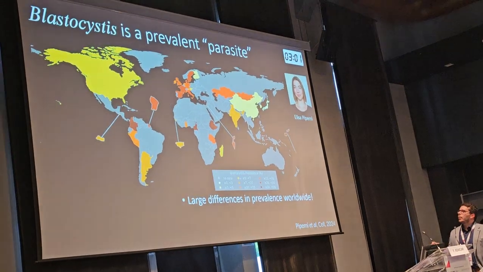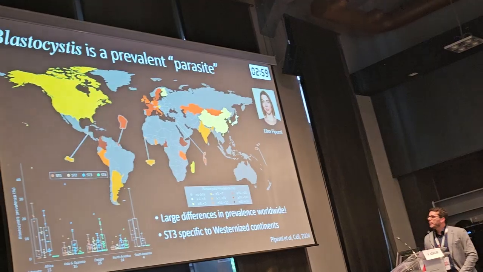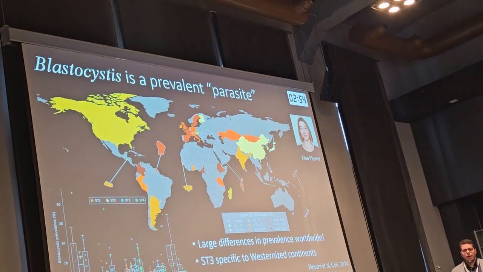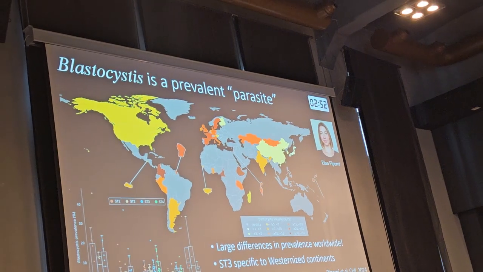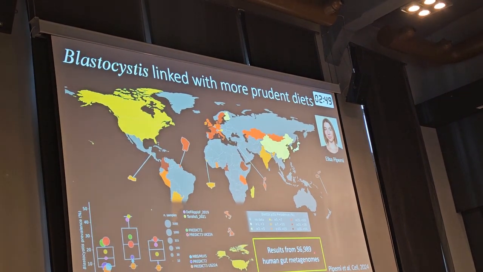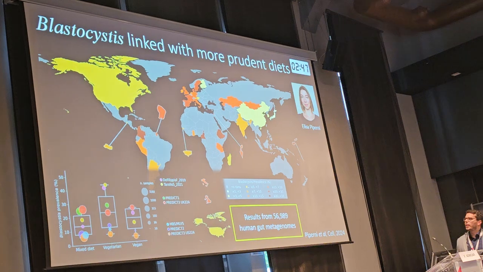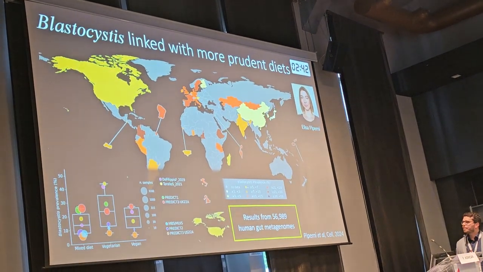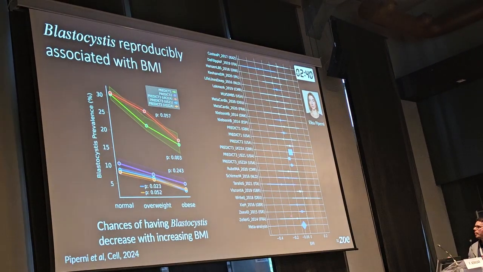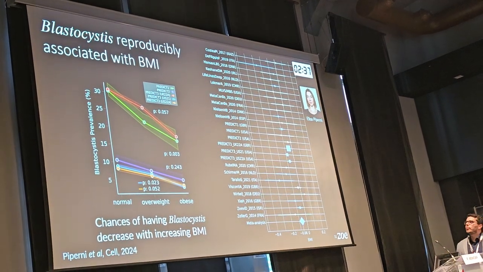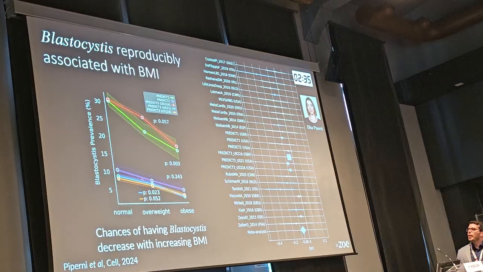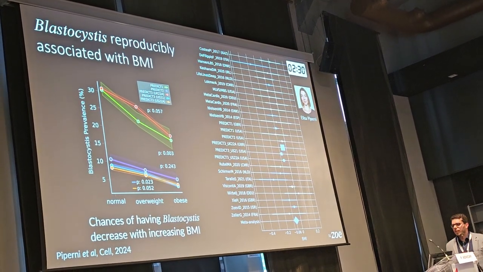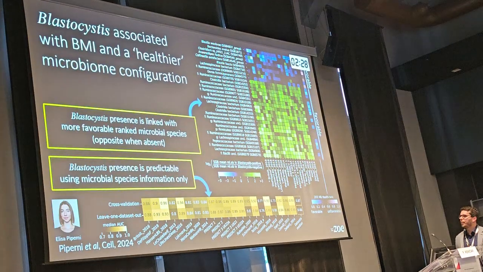So we looked at the worldwide prevalence of Blastocystis. We found some specific patterns that were already suggested by previous work, but in this case, we were able to analyze more than 56,000 human gut genomes. We found association with different dietary patterns, but more interesting, in meta-analysis settings, we also confirmed the association with BMI. So people with higher BMI tend to have less chances of having Blastocystis in their gut microbiome.